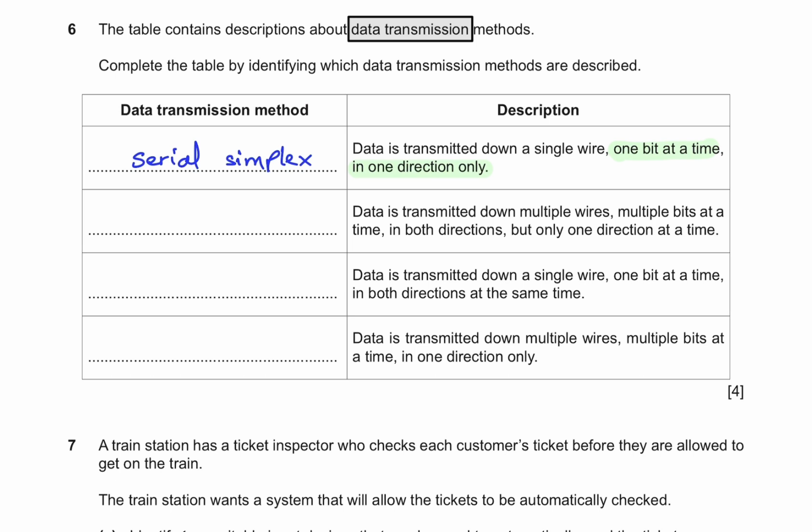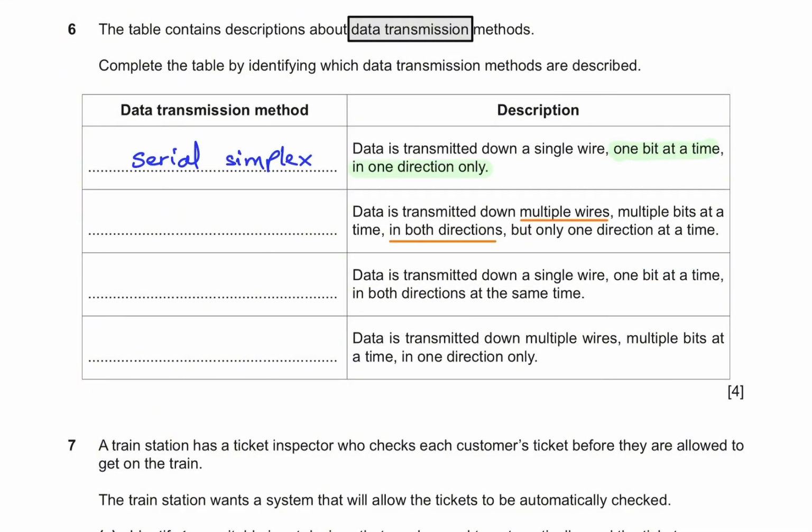When data is transmitted down multiple wires, multiple bits at a time in both directions, but only one direction at a time. At once, it will go towards only one direction, but usually it goes in both directions. All right. So for this, you could say parallel half duplex. Half duplex. Okay. Duplex because it goes in both directions, but one direction at a time.